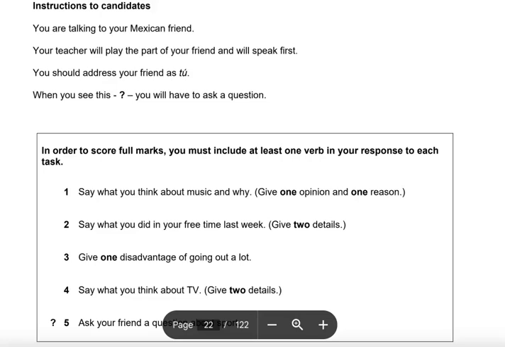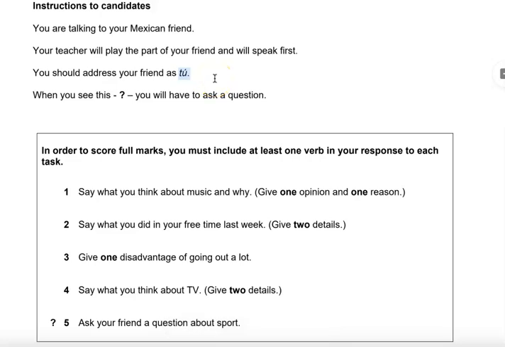It's really similar to the old specification, but there is now no unknown element, and all the instructions are in English, and you are always going to be addressing your friend as tú, so none of the formal element is in the exam anymore. But it's still less is more for the role play. So you need to give an answer, but you don't need to give a huge amount of detail because you can then negate the good work that you've done.